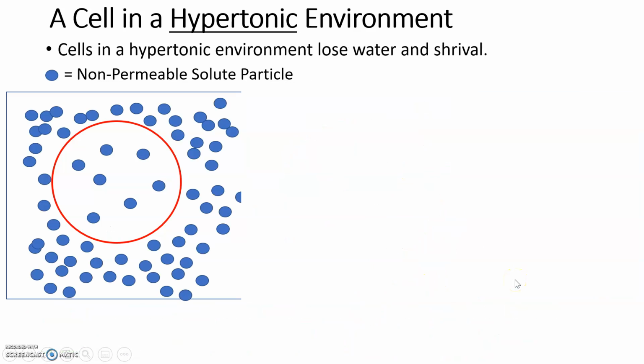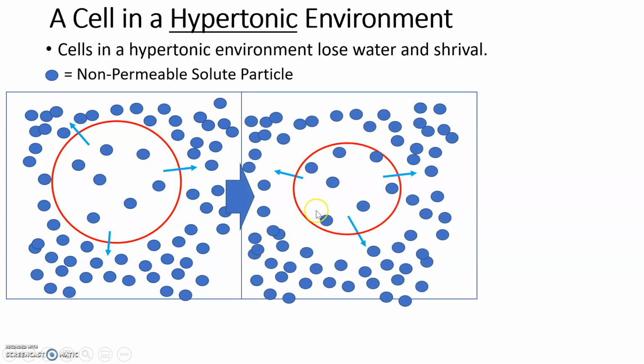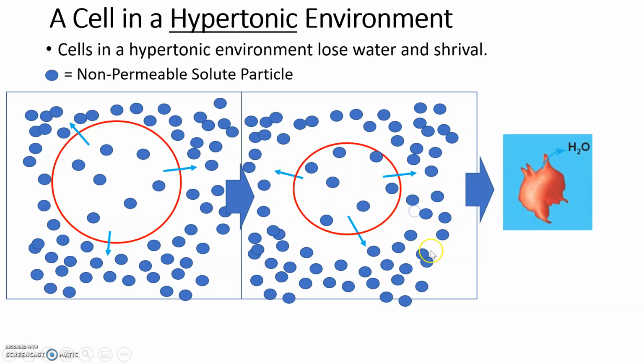How about a hypertonic environment? So here's the same cell, and we've got the solute particles on the inside. And now, on the outside, we have a hypertonic environment. A lot more particles on the outside than on the inside. It's a lot higher concentration on the outside of the cell than it is on the inside. So in this scenario, the water is going to move out of the cell. This will result in the cell shrinking. It'll get smaller because it's losing water. And eventually, it's going to shrivel up and probably die.